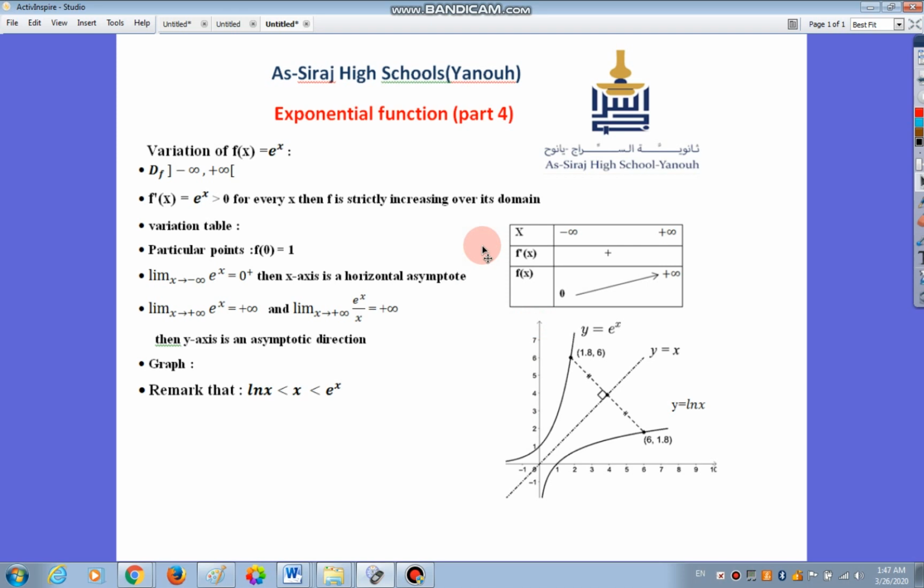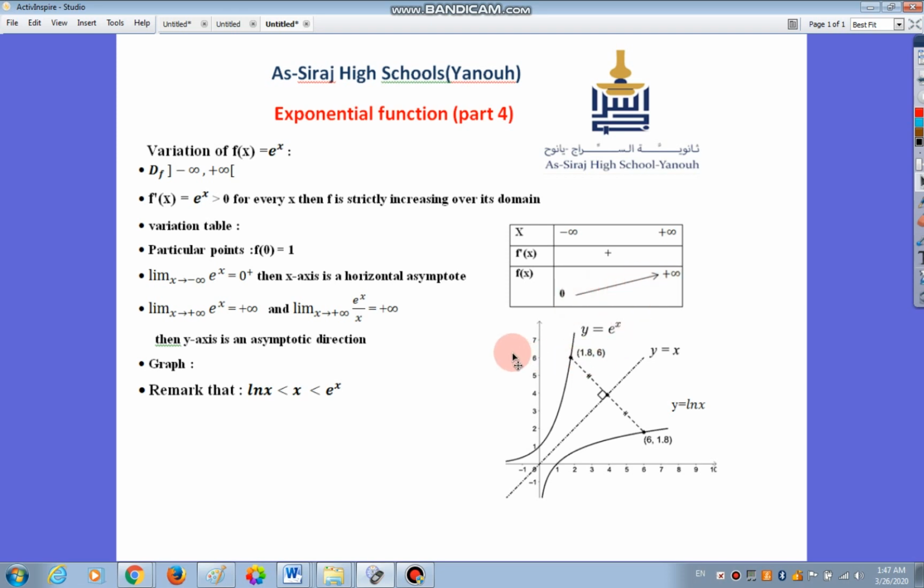Let's go now to the variation table: x, f'(x), f(x). From minus infinity to plus infinity, the derivative is always positive, and the function is increasing. Starting from 0. Why is it from 0? Because at minus infinity the limit was 0, and at plus infinity the limit was plus infinity. So it's strictly increasing from 0 to plus infinity.